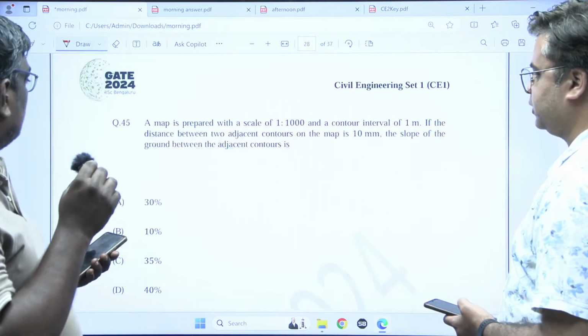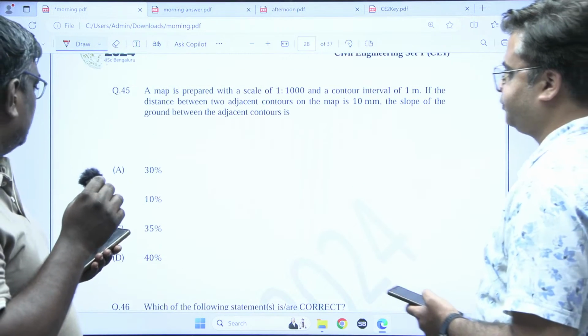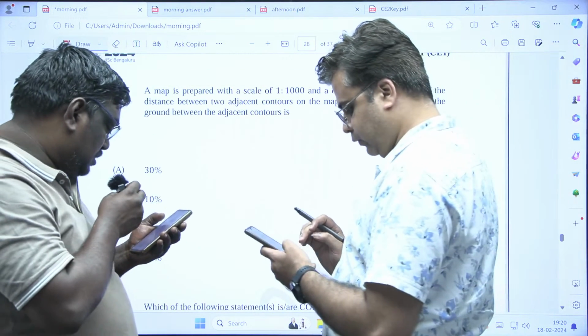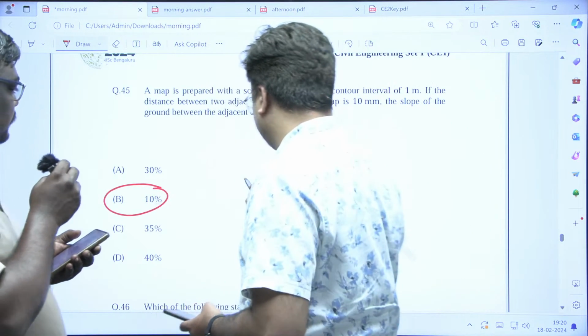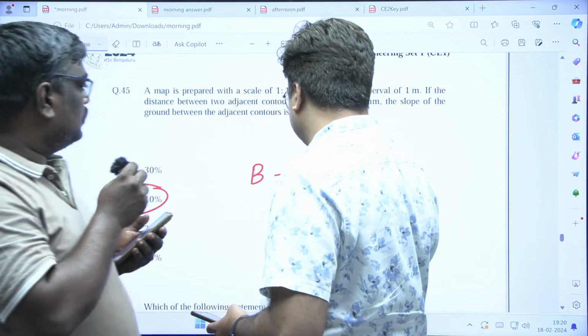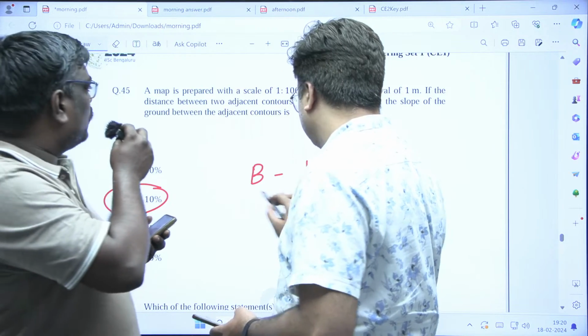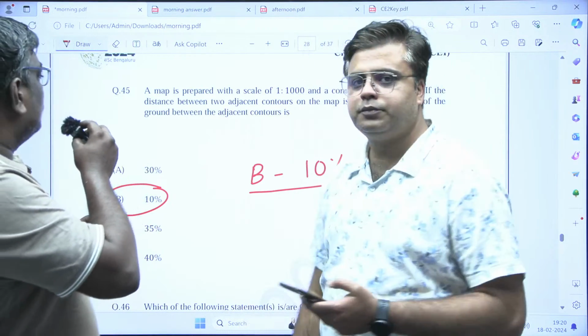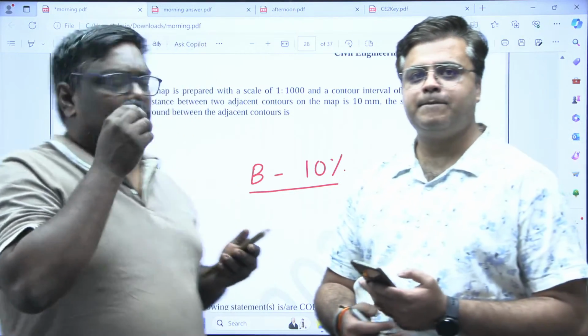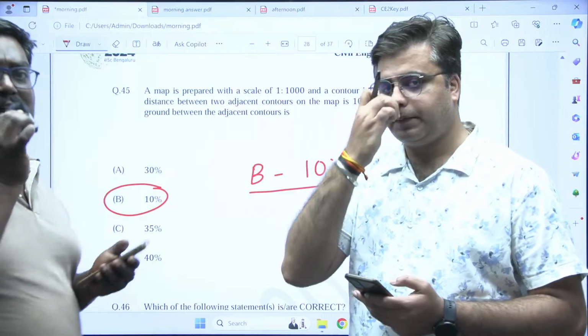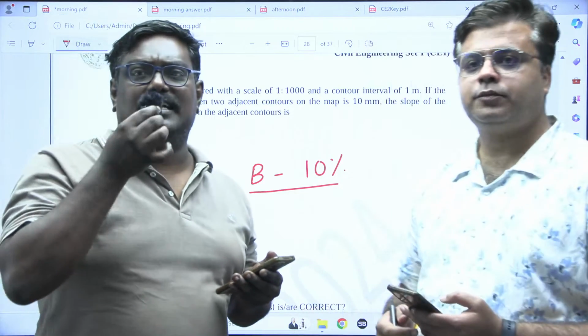Next you have this, 45. This is 10%. See, the actual key, 45 is B. Actually it is 10%, students. So option B, that is 10%, is correct. See, students, it is a contour question. The contour interval is given, and the slope of the ground between the adjacent contours is asked, that is the gradient. So the gradient here you will get as 1/10, but in percentage you will get the answer as 10 percent.